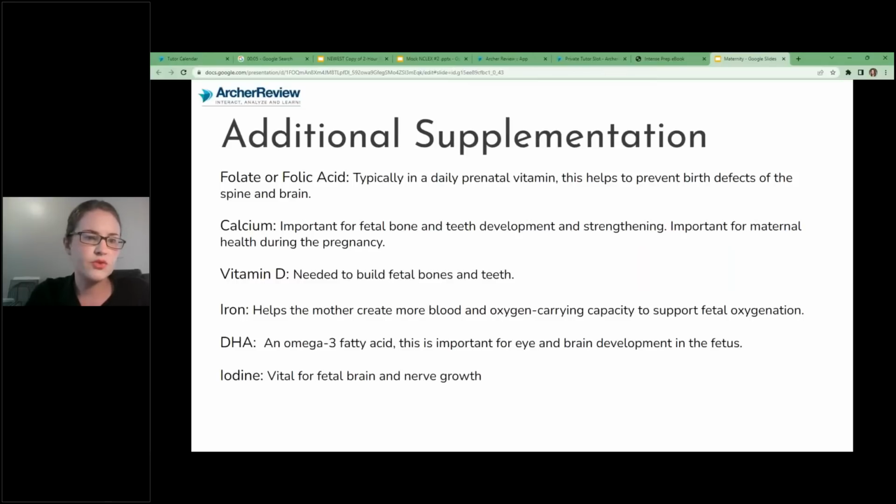DHA is an omega-3 fatty acid, and that's really important for eye and brain development of the fetus. Typically, that's going to be included in a prenatal supplement, but you can also get DHA in oily fish. So again, two servings of oily fish per week is actually a good thing. And then there's also iodine. Iodine is really vital for fetal brain and nerve growth.